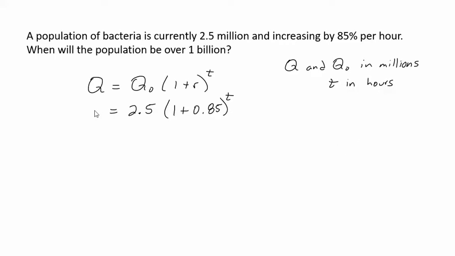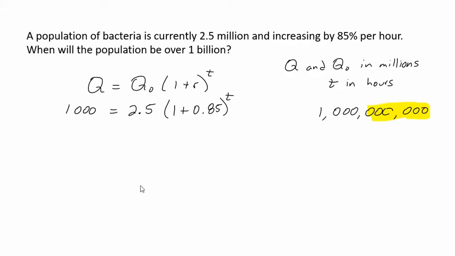And then I want my population to be 1 billion. So I need to put 1 billion in here. So let's write out 1 billion and think about how many millions that is. So there's 1,000, there's 1,000,000, and there's 1 billion. So millions has 6 zeros in it. So 1 billion is 1,000 million. 1,000 million is 1 billion.